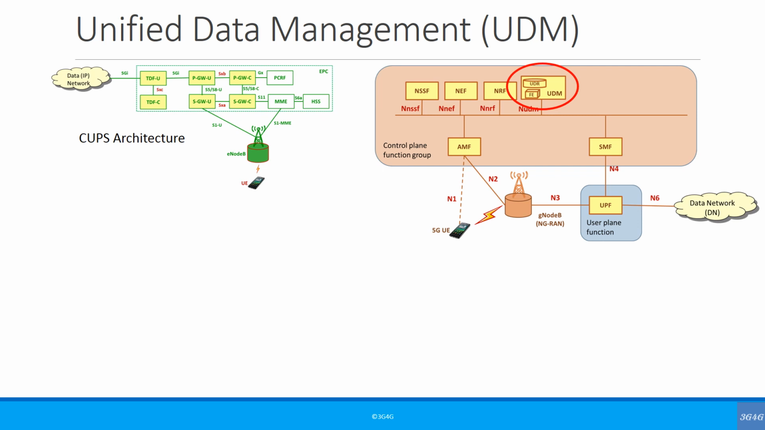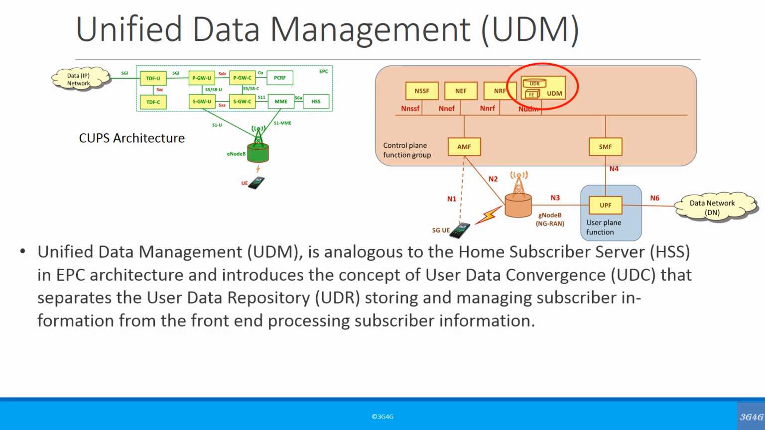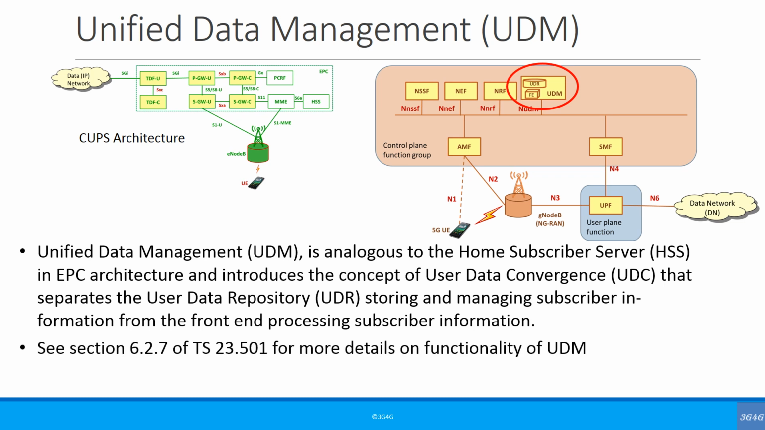The combined entity with FE and UDR is known as the Unified Data Management, UDM. So UDM is analogous, remember, analogous, not similar, to the Home Subscriber Server, HSS, in the EPC architecture and introduces the concept of user data convergence that separates the user data repository, UDR, storing and managing subscriber information from the front-end processing subscriber information. Section 6.2.7 of 23.501 has more details on the functionality of UDM.